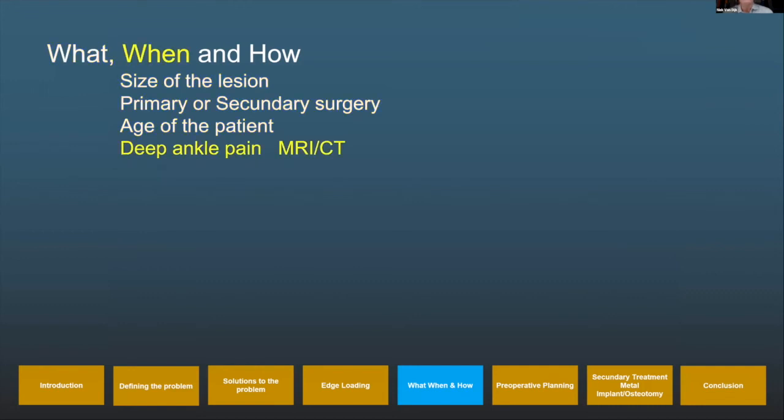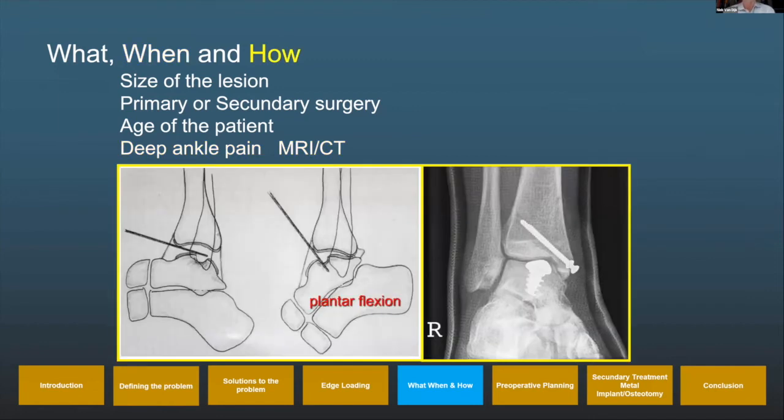So when do we do it? We do it when the patient is symptomatic and does not respond to conservative treatment. And then our diagnosis is based on MRI and/or CT scan. And the CT scan we perform mostly for preoperative planning. How we do it depends on the surgeon and how he prefers to do it.